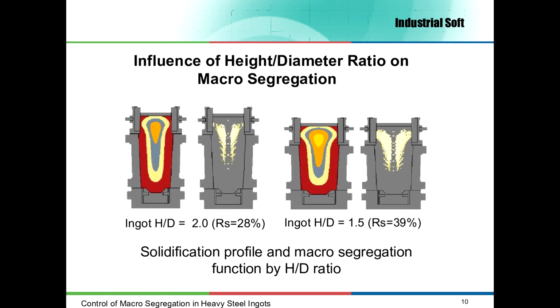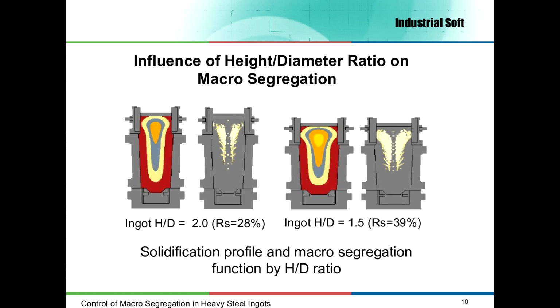In the next slides you will see how the H/D ratio, ingot taper and mold thickness influence the macro segregation area size. To analyze the influence of ingot H/D ratio on segregation, I made two simulations. For one of them, the ingot H/D ratio has been 1.5. For the second one, the H/D ratio has been 2.0. The weight of both ingots has been 50 tons.